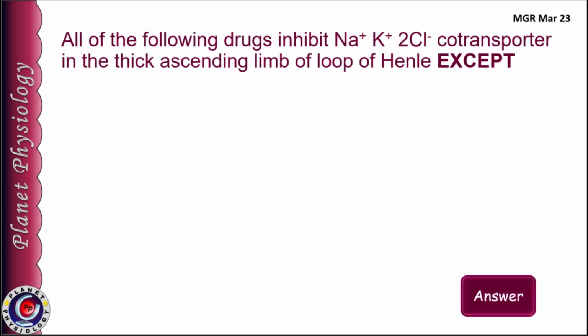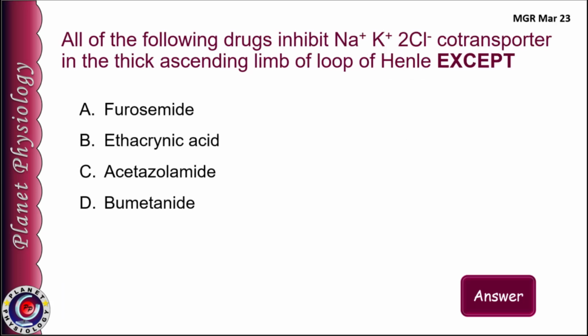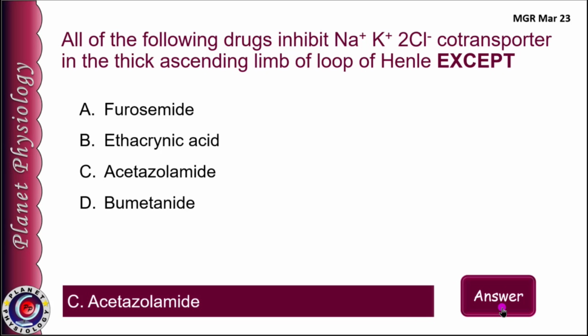Next question. All of the following drugs inhibit sodium potassium 2-chloride cotransporter in thick ascending limb of loop of Henle except A. Furosemide, B. Ethacrynic acid, C. Acetazolamide and D. Bumetanide. So sodium potassium 2-chloride cotransporter is nothing but NKCC transporter in loop of Henle. So here except acetazolamide, all are loop diuretics. Acetazolamide is carbonic anhydrase inhibitor and it acts at proximal convoluted tubule.